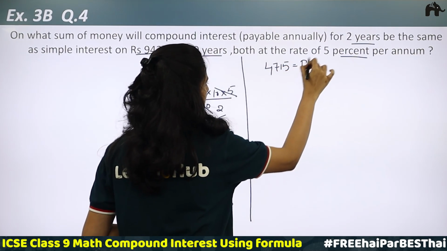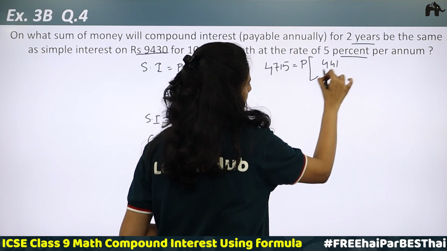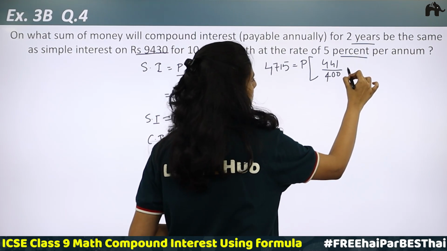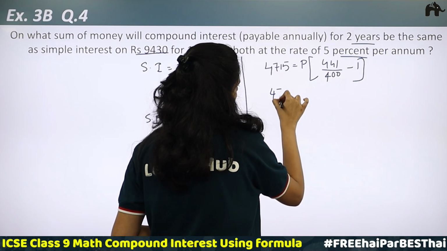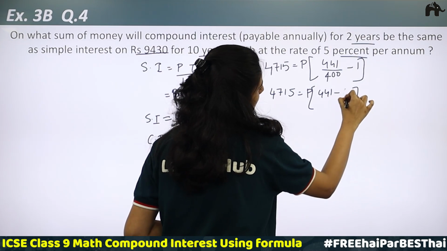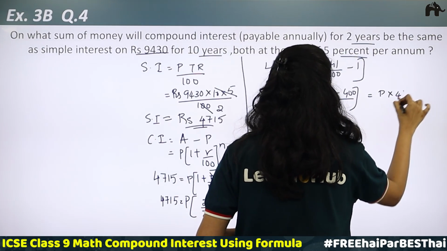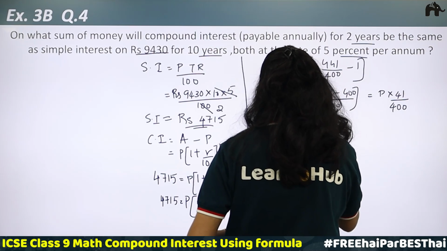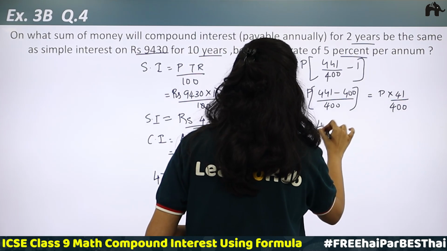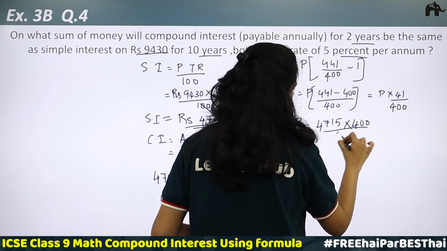Okay, so 4,750 is equal to P into, P is common, taking P out, 21 square 441 divided by 20 square, which is equal to 400 minus 1. 4,750 is equal to P into 441 minus 400 divided by 400, which is equal to P into 41 divided by 400, from which we can find the P value. P will be equal to 4,750 into 400 divided by 41.